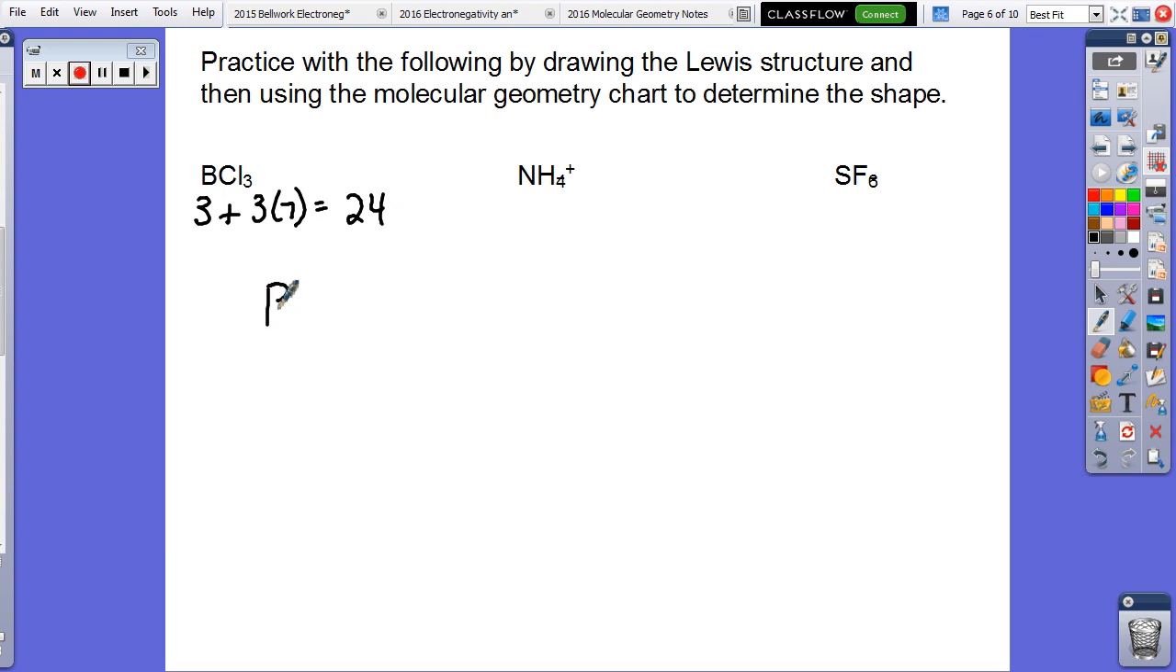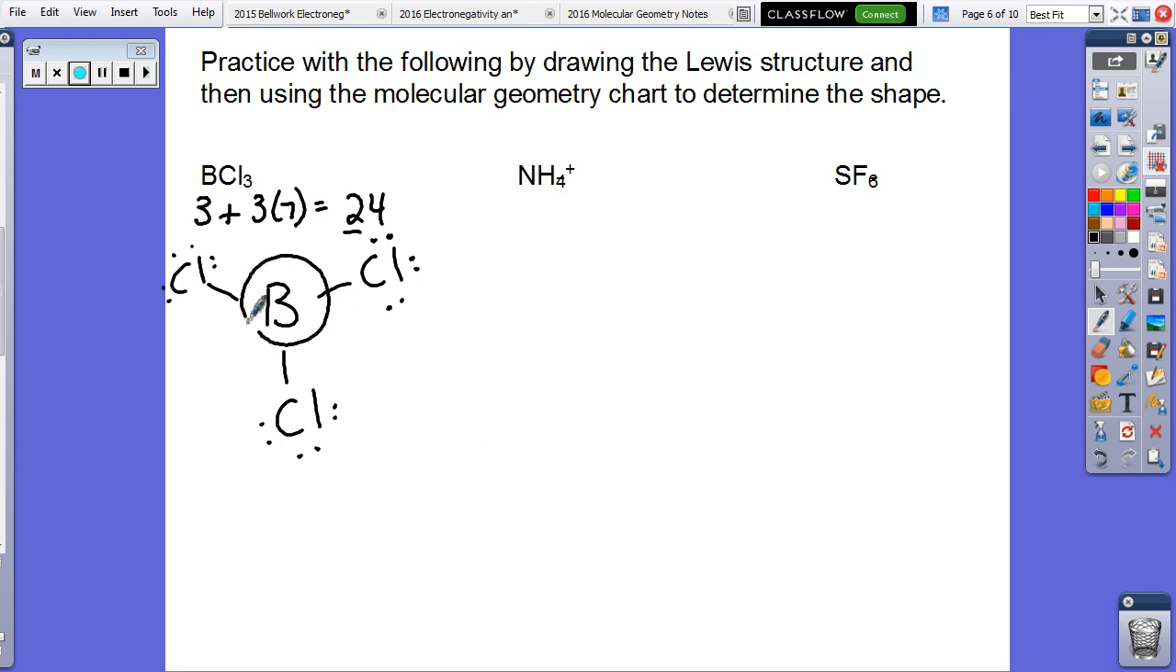Boron is the least electronegative, so I'm going to put it in the middle, and I'm going to bond all of my chlorines to boron. I'm going to make sure that everything has an octet. At this point, you may realize that all of your electrons have been used up. So I've used 8 times 3, I've used all 24 electrons, but boron doesn't have an octet yet, and it's not part of CNOPS, so it can't double bond, and chlorine can't either.